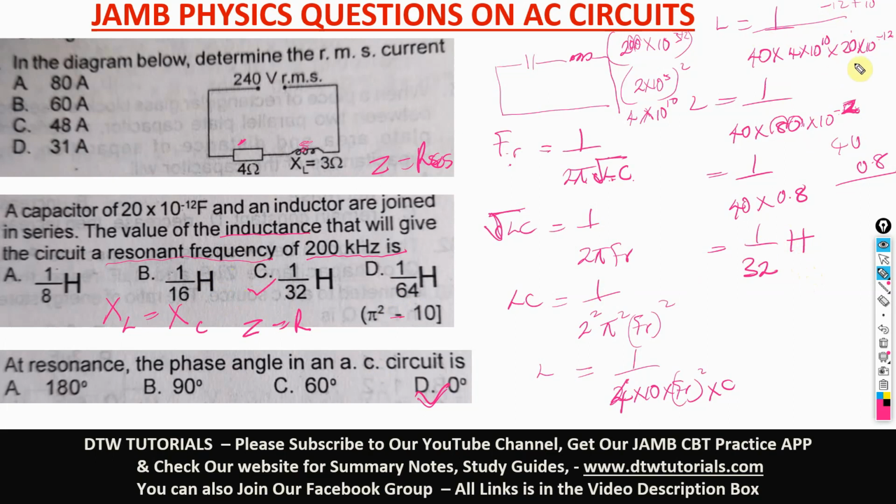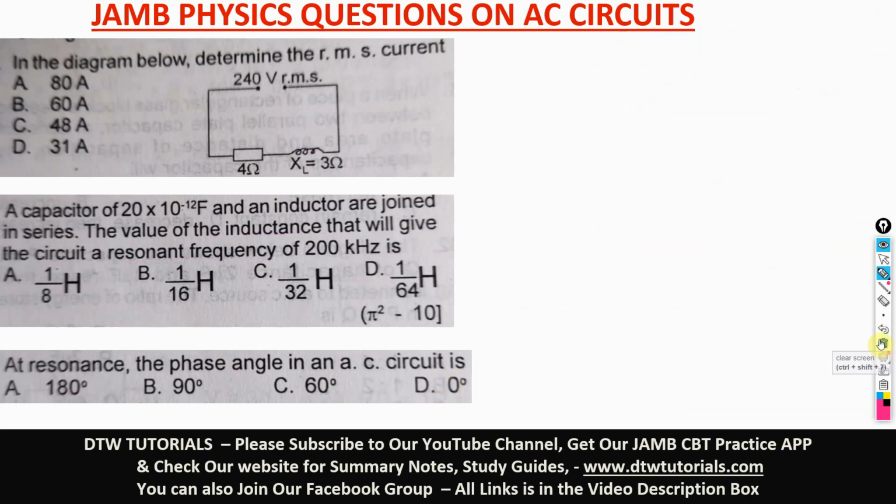Try and learn how to walk around with scientific notation and standard form in maths. Also very critical in your physics and also in chemistry. Try and learn this. So we've solved all this here. The phase angle in an AC circuit is 0 degree. All right, so let's clear this. Let's go to the next slide.